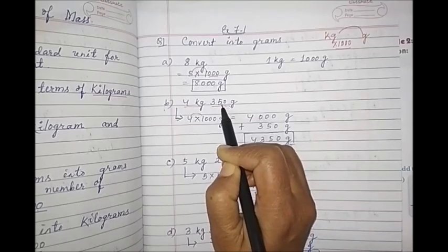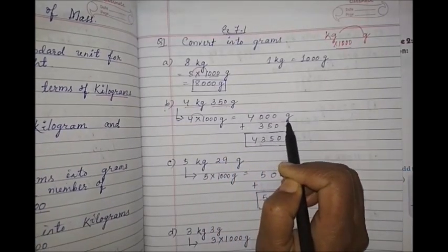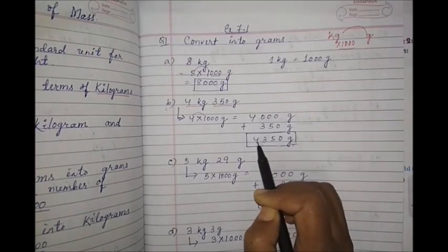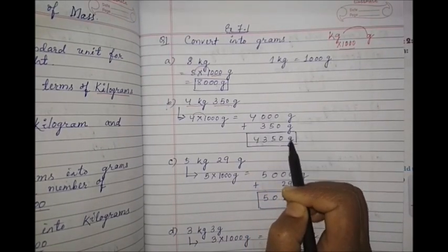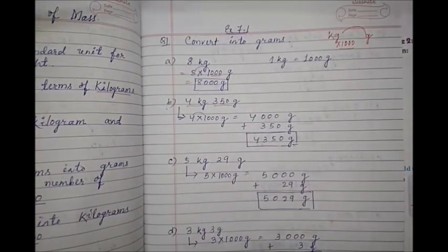So what we'll do, we'll take these 350 gram and add them with 4000 gram. Okay, so it will be 4350 gram. So when you are doing this addition, write in the proper place.